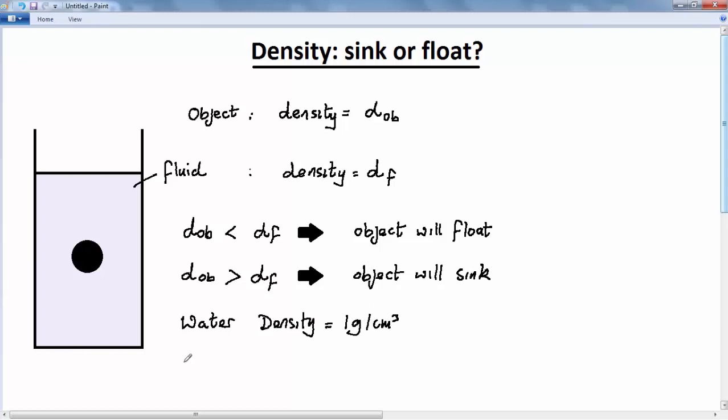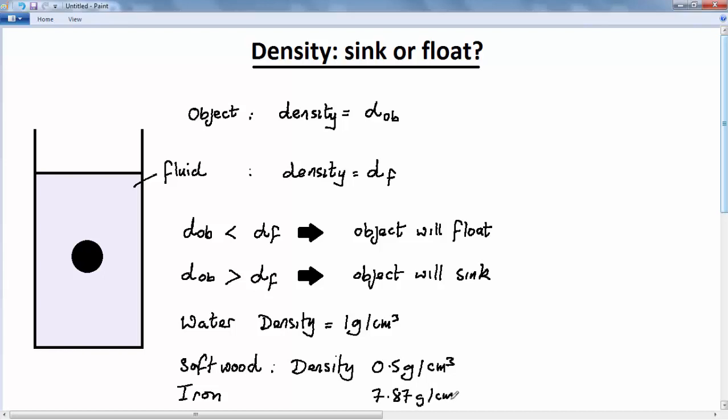A piece of softwood typically has a density of about 0.5 grams per cubic centimetre. So because softwood has a lower density than water, it will float on the water, whereas iron, which has a density of 7.87 grams per cubic centimetre, will clearly sink because it has a greater density than water.